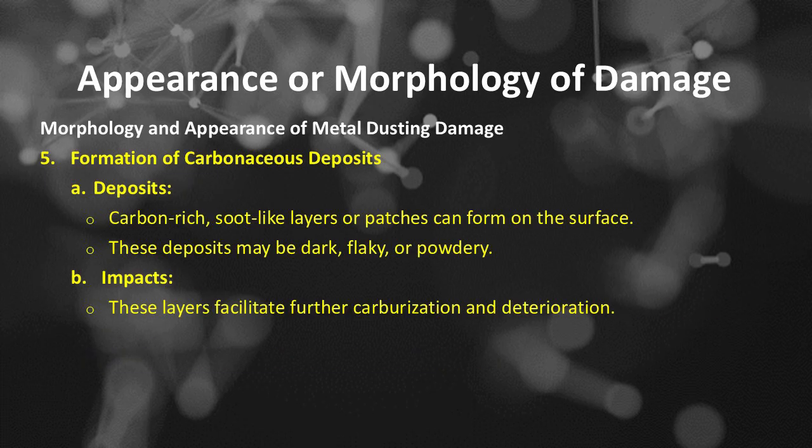Number 5 of morphology and appearance of metal dusting damage is formation of carbonaceous deposits. Number A. Deposits include carbon-rich, soot-like layers or patches that can form on the surface. These deposits may be dark, flaky, or powdery, and the impact is that these layers facilitate further carburization and deterioration.